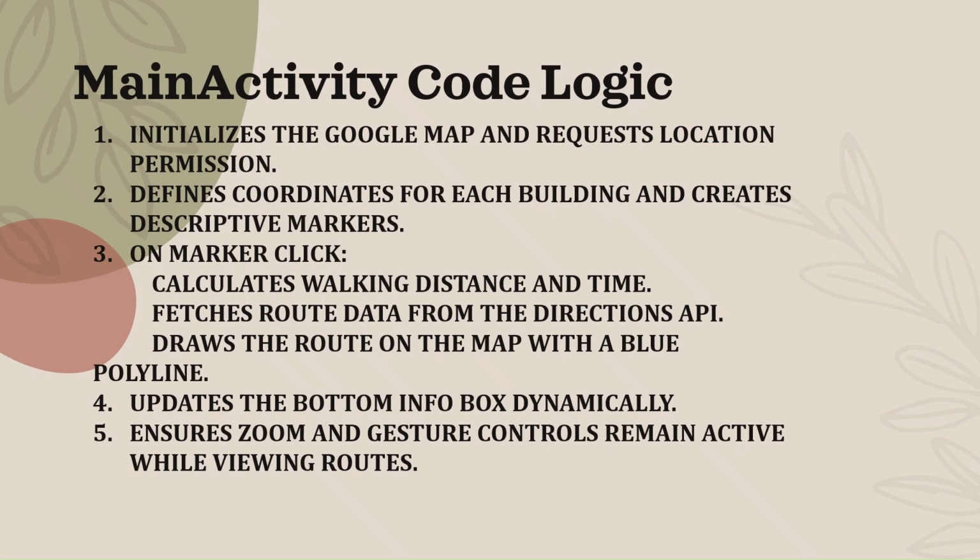The app also calculates walking distance and time, then displays it at the bottom. The fetch and draw route function sends a request to the Directions API, decodes the polyline data, and draws it using PolylineOptions. To make it visually clean, it removes the previous route before drawing a new one. Overall, this file handles the app's interactivity and map behavior, everything from permissions to dynamic routing.